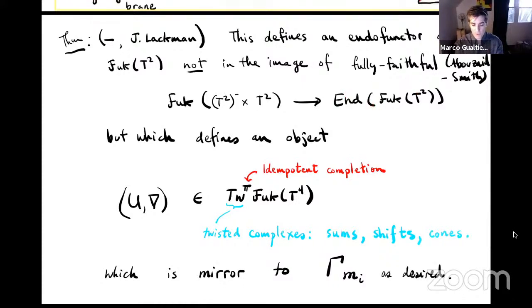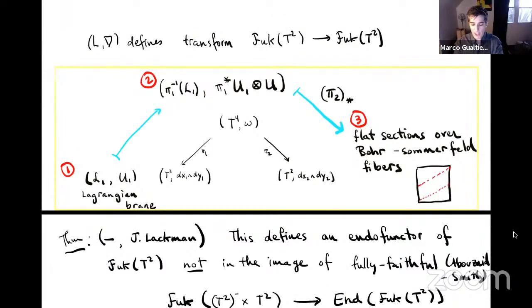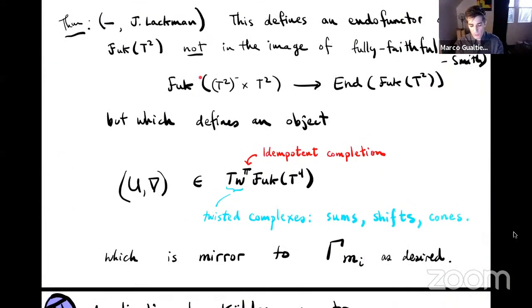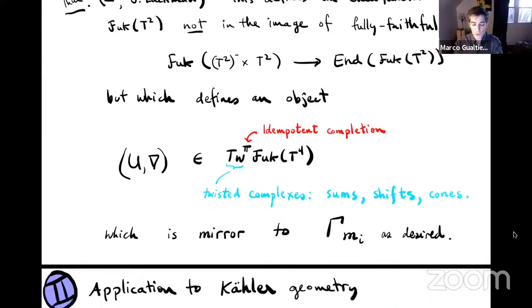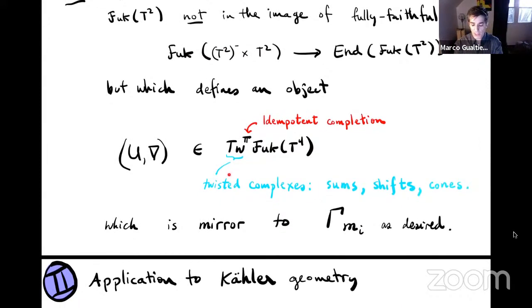So this endomorphism that we get in this geometric fashion is not in the image. So that means that this Fukaya category of the T4 has to be enlarged. And the usual way of doing that is to take twisted complexes. Twisted complexes is a kind of formal process whereby Lagrangian objects, you take formal sums of them, you take shifts of them, and you take cones of morphisms between them. And if you allow all of this, you get the twisted complexes.